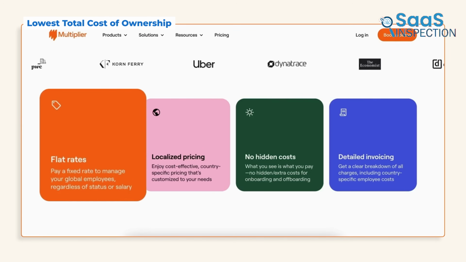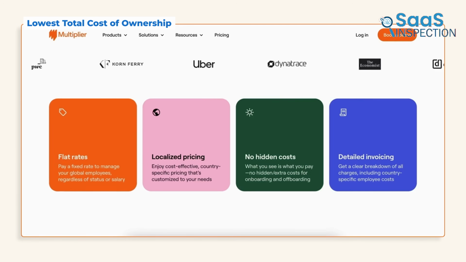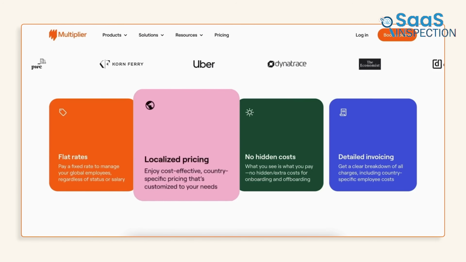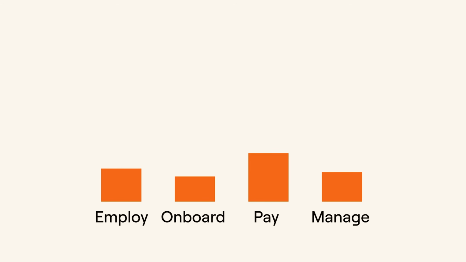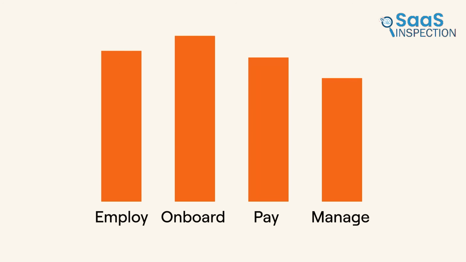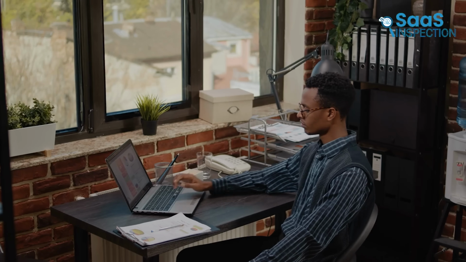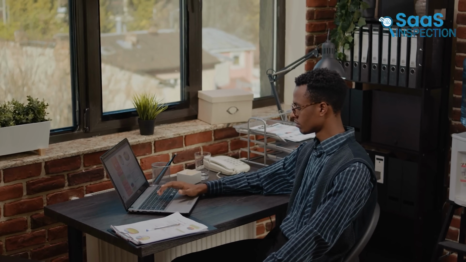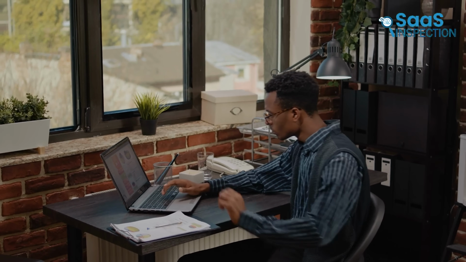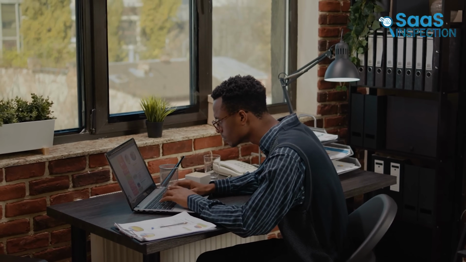Speaking of saving money, one of the best tips we can give you is to focus on the total cost of ownership rather than just the initial fee. Many platforms charge a percentage of the employee's salary, which means as your team gets raises, your software costs go up too. A smarter trick is to find a platform with flat rate pricing. This way, your costs remain predictable even as your team grows.